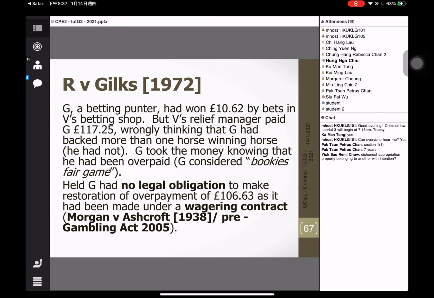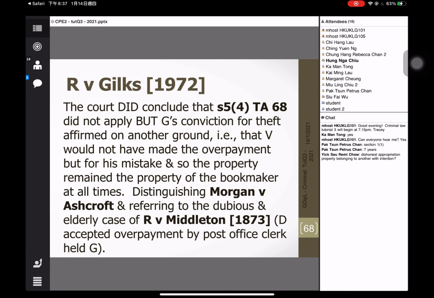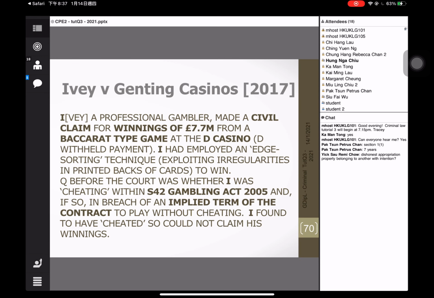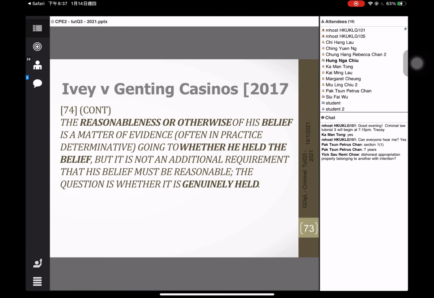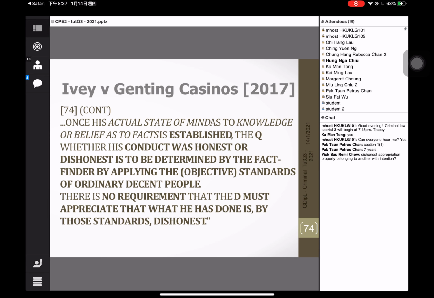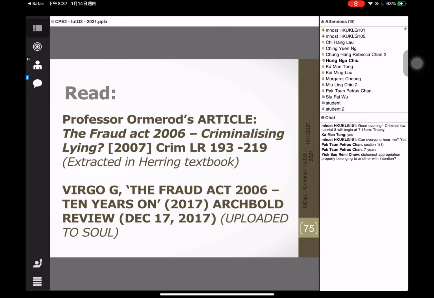Just to let you know that there are a few extra slides at the end, and at the end of the tutorials I'll post the slides. Gilks to explain that case, and also there's quite a lot on Ivey and Genting Casinos. So make sure you read the relevant extracts in the case of Herring, and I shall refer to these articles in the lecture about fraud and how it's working out 10 years on. Okay, so any questions?